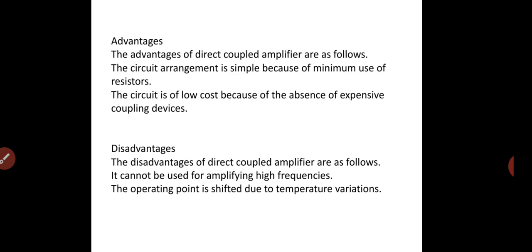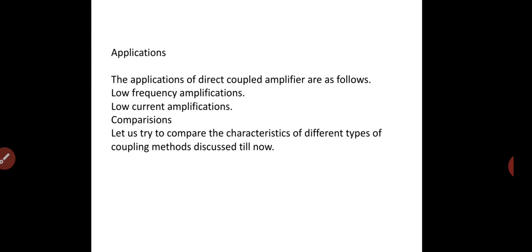But it also has disadvantages. What are the disadvantages? The direct coupled amplifier cannot be used for amplifying high frequencies. The operating point is shifted due to temperature variations, because the variations are large and the frequencies are very low in these circuits. High frequencies cannot be amplified by this circuit. Applications: low frequency amplification, low current amplification.